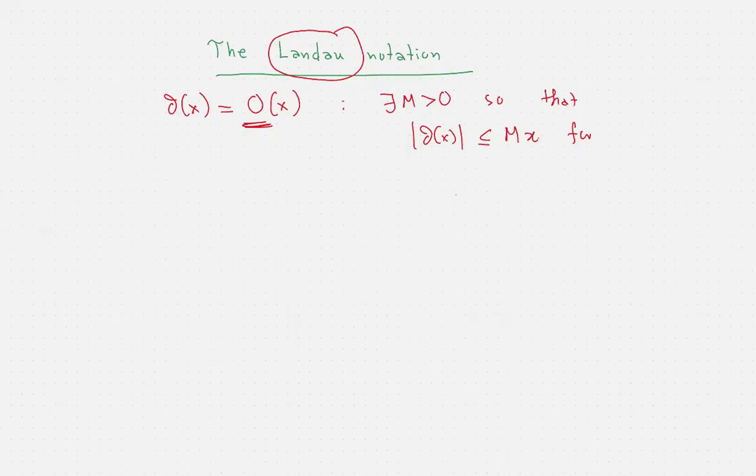Usually this notation is used when we're trying to approach a certain limit. So in the study of the prime number theorem, for example, we're trying to let x approach infinity. This means that in a neighborhood of infinity, this inequality will hold. Okay, so that's the big O notation.